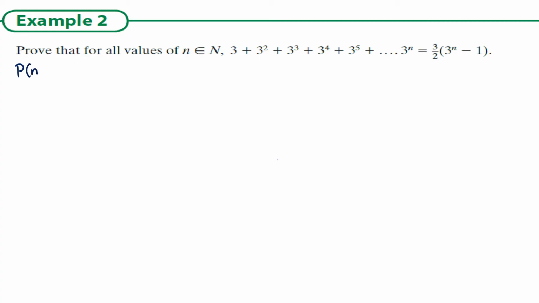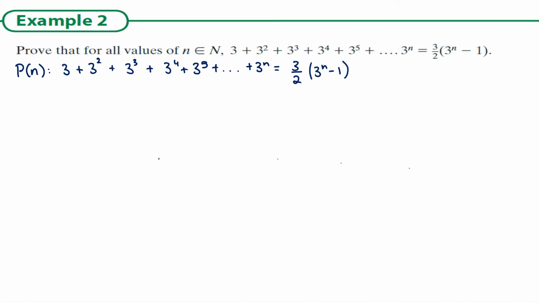So this is the proposition. The proposition is 3 plus 3 squared plus 3 cubed plus 3 to the power of 4 plus 3 to the power of 5 plus dot dot dot all the way up to 3 to the power of n. That is equal to 3 over 2 times (3 to the power of n minus 1).